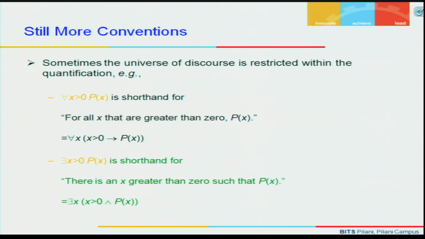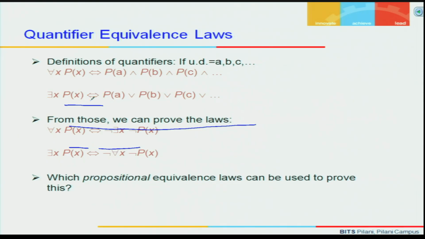And there is one more convention. This is just a convention, nothing more than convention. Whenever you need to write something like for all x, x greater than 0 implies Px, traditionally you need to write it like this, but people do write for all x greater than 0 Px, which is perfectly fine. This is just a notation, a convention. Instead of writing for all x, x greater than 0 implies Px, people can write for all x greater than 0 Px. It's nothing more than a convention or notation.